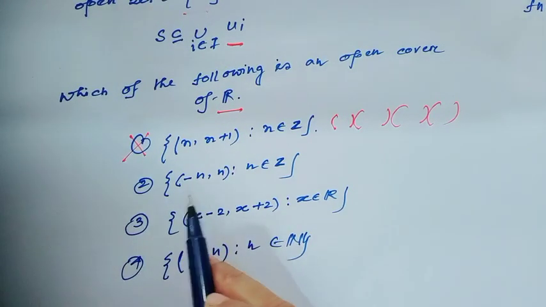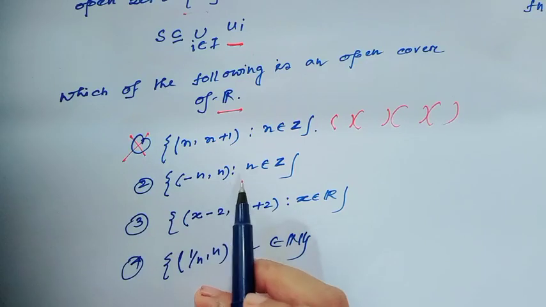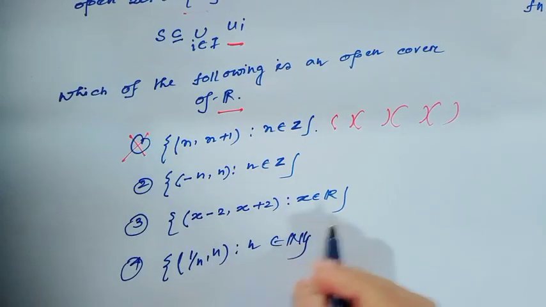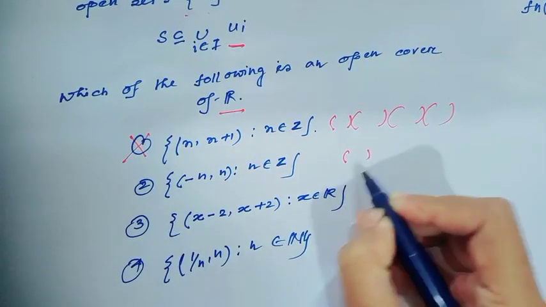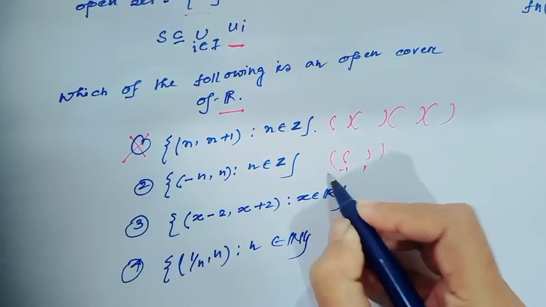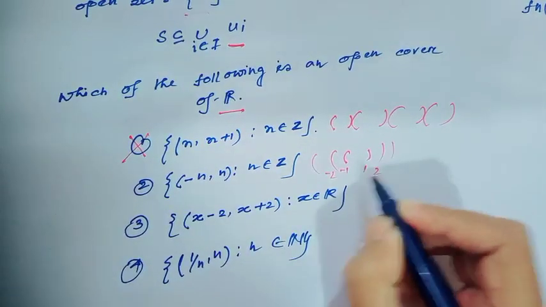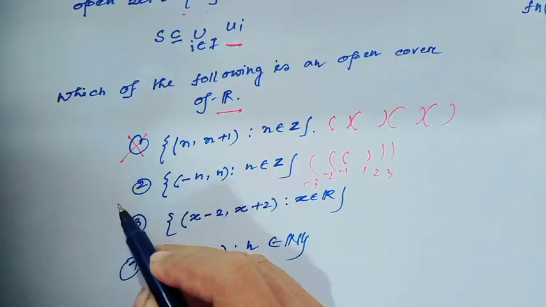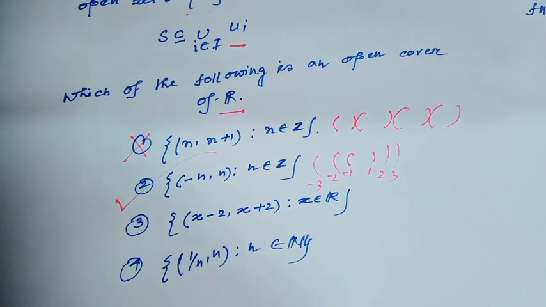Now the set containing (-n, n) where n belongs to the integers, and this covers such types: (-1, 1), (-2, 2), (-3, 3). Obviously this covers the whole real line, so this is an open cover.